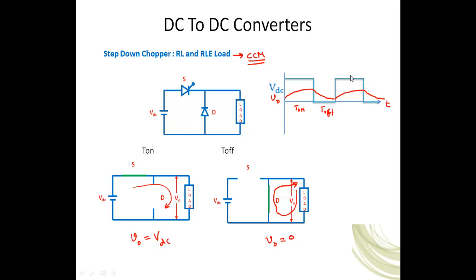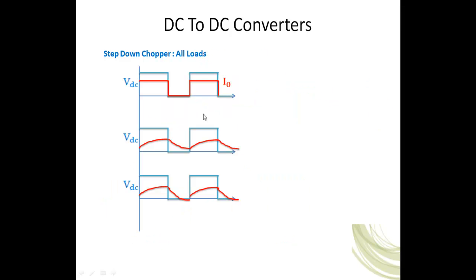The voltage waveform is similar, and if you consider the RLE load, you will get exactly the same waveform. The current is also the same, but with a lesser magnitude. That's why we consider this waveform for both. Now, if you consider all the loads for the DC step down chopper, this is for the R load, and this is for the RL and RLE load, because it is the same for both if it is continuous current conduction.